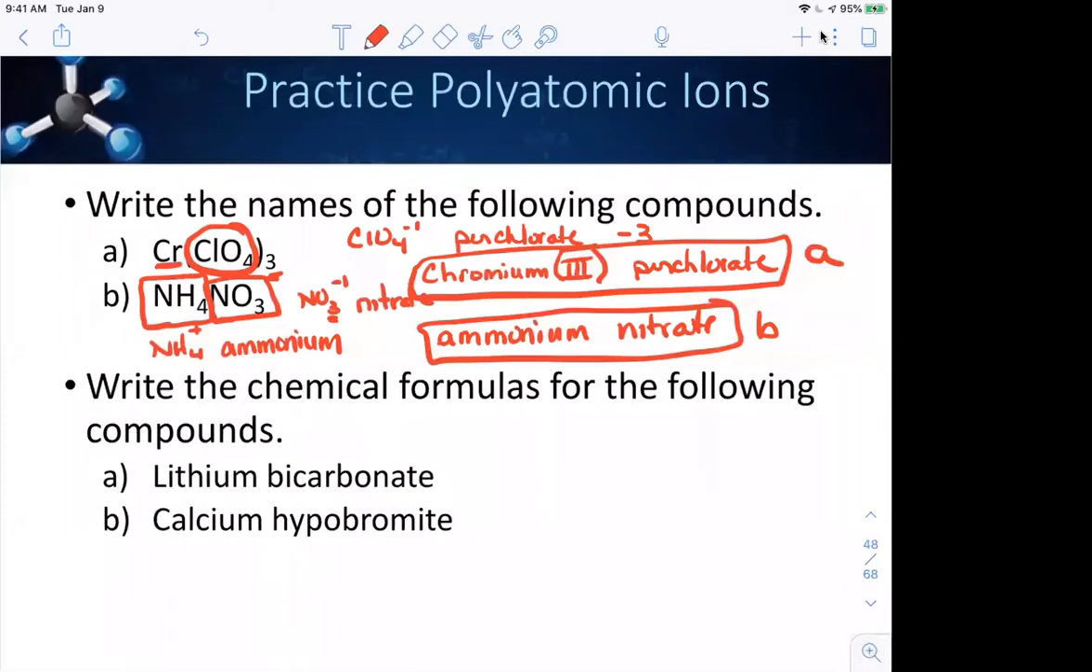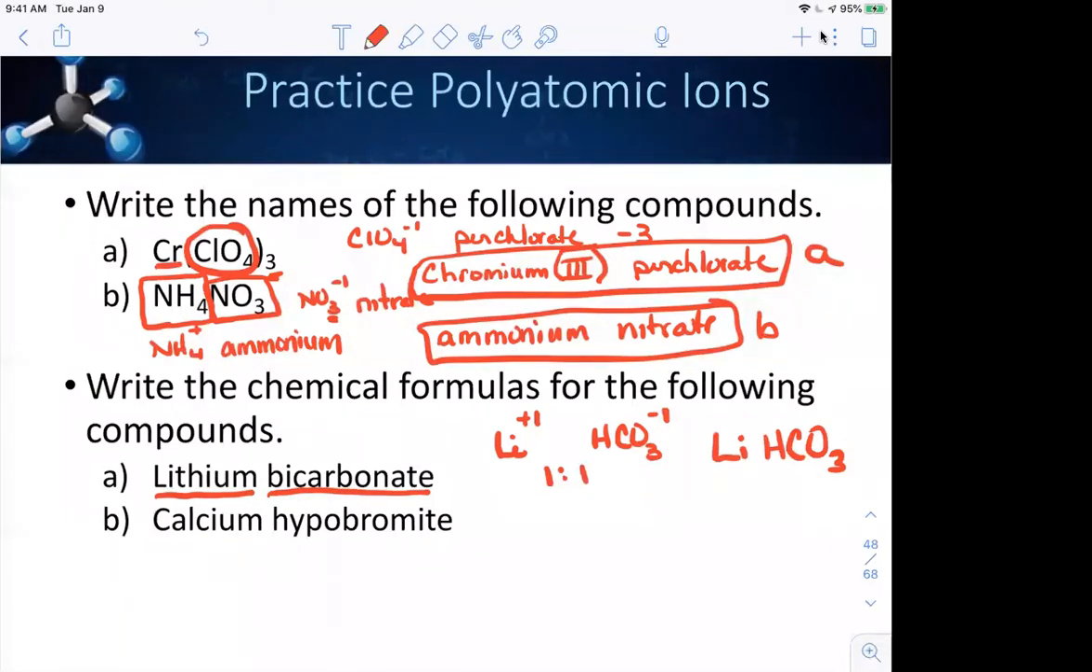For the chemical formula, I'm going to look at lithium. Lithium has a +1 because it's in group 1A. Bicarbonate is my polyatomic. If you look at the chart, that's HCO3 minus 1. That's going to combine in a 1-to-1 ratio. So my formula would be lithium, and then I just write the bicarbonate ion.